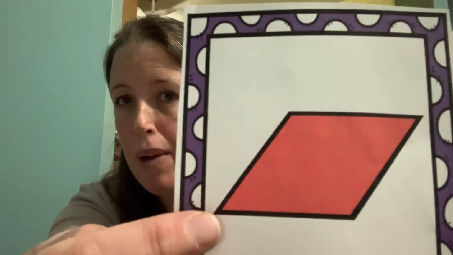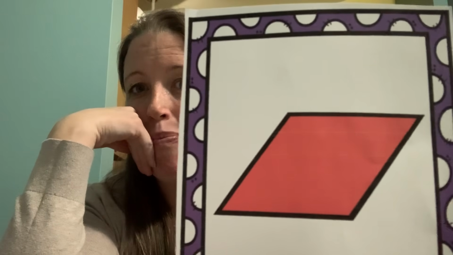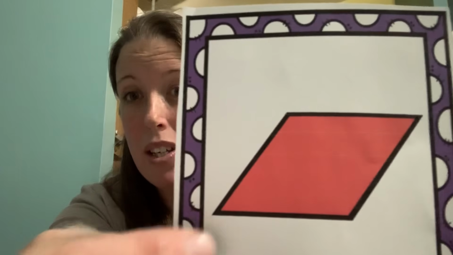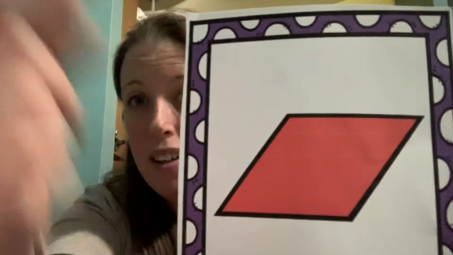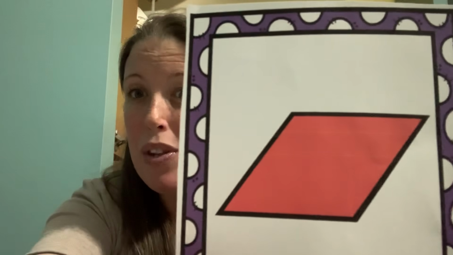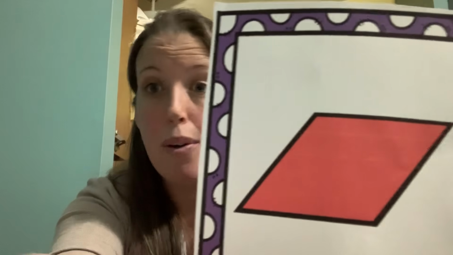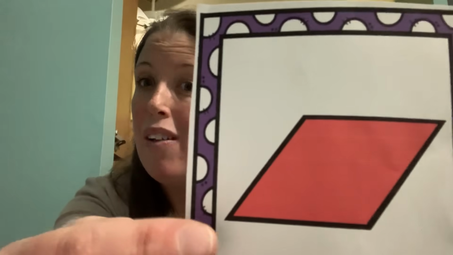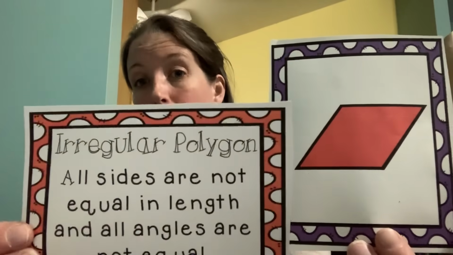What do you notice about these two angles? They're not the same size. Look, this is a little acute angle, and this is an obtuse angle. So even though when I look at it, I can recognize it, oh, that's a rhombus. And look, I know a rhombus has all sides equal. This is a tricky one because they don't have equal angles. So this is not a regular polygon. This has to be classified as an irregular polygon.